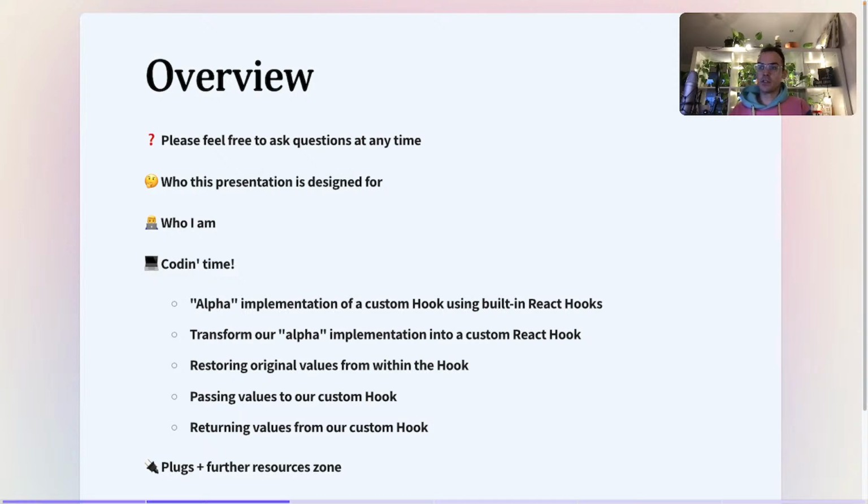So just a quick overview of the coding. We are going to do what I'm going to call an alpha implementation of a custom hook that we'll be building. We're going to transform this alpha implementation into our own custom React hook. Then we'll talk about restoring original values from within that hook, something that's often overlooked in hooks. We'll also look at how to pass values to our custom hook, also starting from sort of an alpha implementation and then working with TypeScript and seeing some patterns there as to how we can pass values to our hook in a very clear and consistent manner.